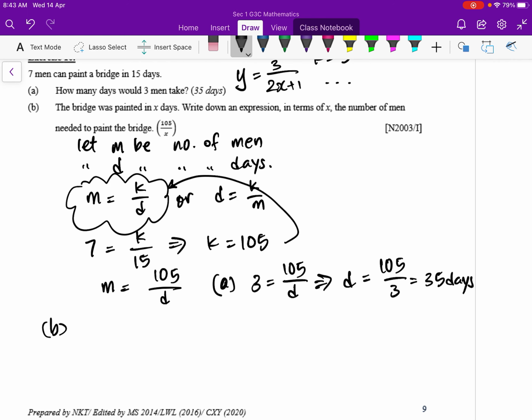Okay, to be clear, this M you can call it MX. When there are X number of days required, then I need M number of men. Okay, but if you find all these notation very confusing, you want to leave it out, okay, can. You write a statement at the end.